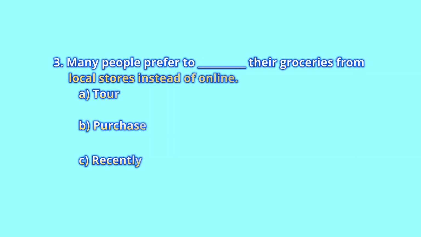The project is expected to be completed by the end of the year. A. Local. B. Construction. C. Research. Many people prefer to their groceries from local stores instead of online. A. Tour. B. Purchase. C. Recently.